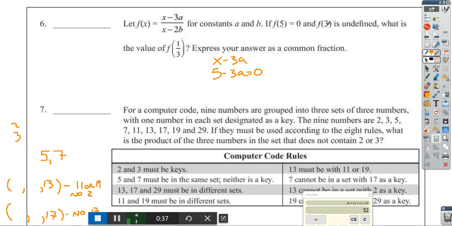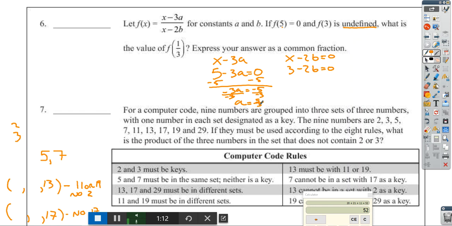And then it says f of 3 is undefined. Well, to have a fraction undefined, the denominator must be equal to 0. So we know that x minus 2b is equal to 0. Well, x is 3, so we have 3 minus 2b is equal to 0. Great. We can solve these. So minus 5, so you get negative 3a is equal to negative 5, divide by negative 3, and you get a is equal to positive 5/3.